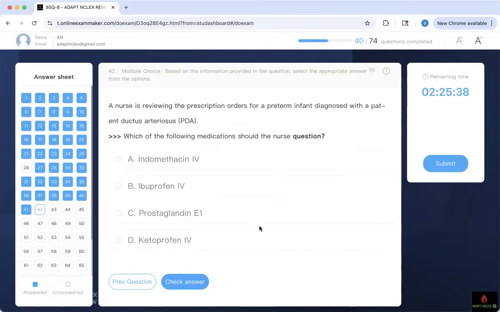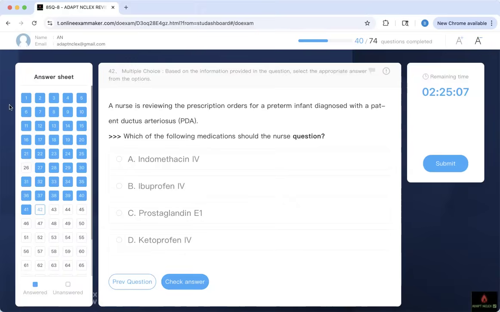Which of the following medication should the nurse question? That means something is wrong. This is my favorite one. A nurse is reviewing the prescribed orders for a preterm infant diagnosed with patent ductus arteriosus. Which of the following medication should the nurse question? Indomethacin IV, ibuprofen, prostaglandins, ketoprofen IV. What do you think? Patient has PDA. That's what the question is asking you.